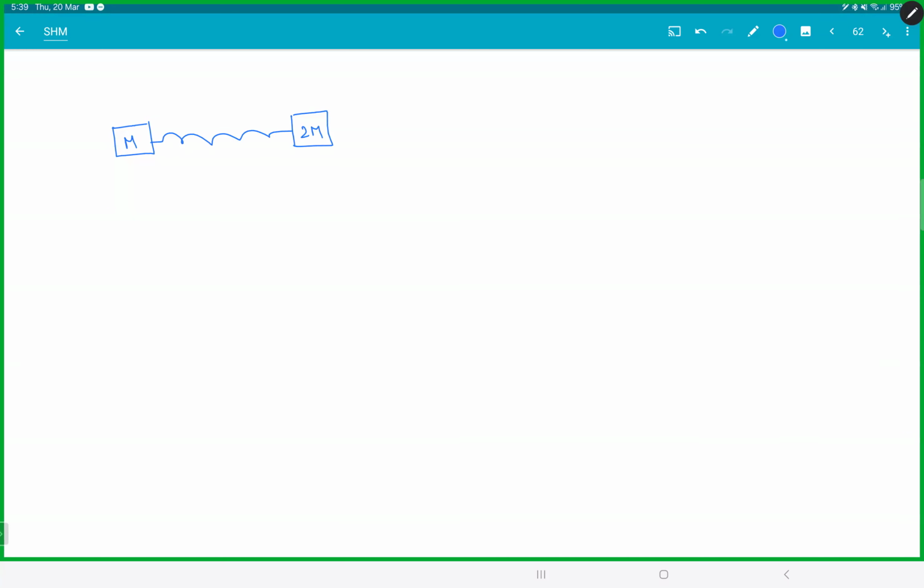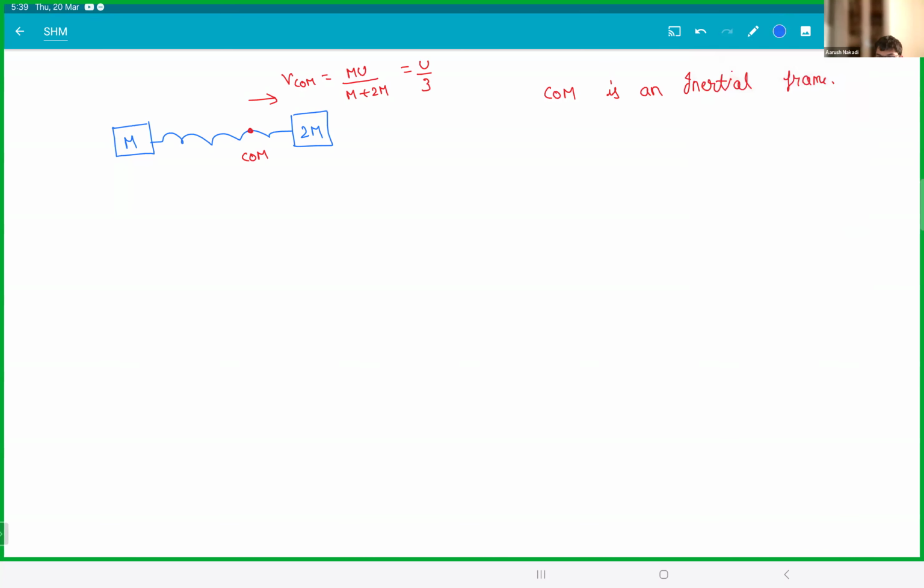So this is going with m, this is going with 2m. Your center of mass will be somewhere here. The velocity of center of mass is (m1 u1 + m2 u2) by (m1 + m2), which is u by 3. So here, the center of mass is an inertial frame. It has no acceleration. That means I can go and stand on the center of mass and do the problem. So if I stand on the center of mass, what will it think? It will think, okay, I'm not moving, so I'm like a wall, and the other two blocks are connected to a spring.